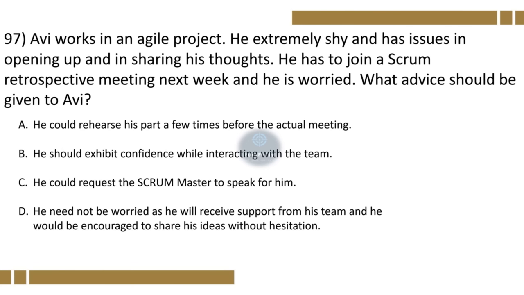Question 97. Avi works in an agile project. He is extremely shy and has issues in opening up and in sharing his thoughts. He has to join a Scrum retrospective meeting next week and he is worried. What advice should be given to Avi? Option A, he could rehearse his part a few times before the actual meeting. Option B, he could exhibit confidence while interacting with the team. C, he could request the Scrum Master to speak for him. Option D, he need not be worried as he will receive support from his team and he would be encouraged to share his ideas without hesitation. And the correct options are A, B, and D.